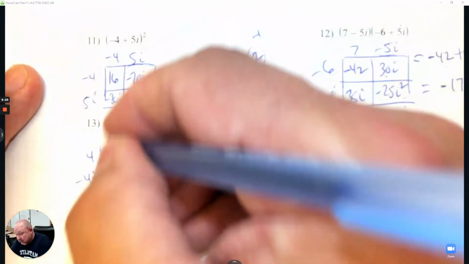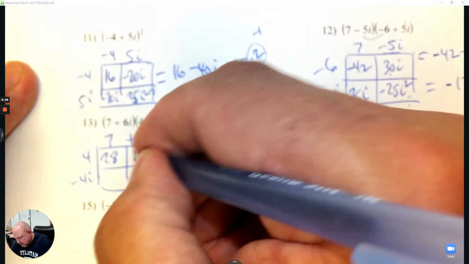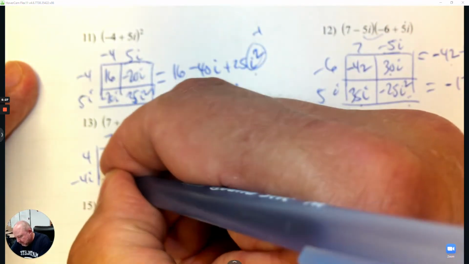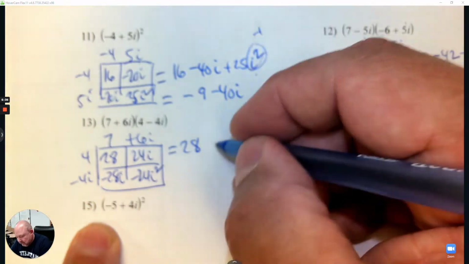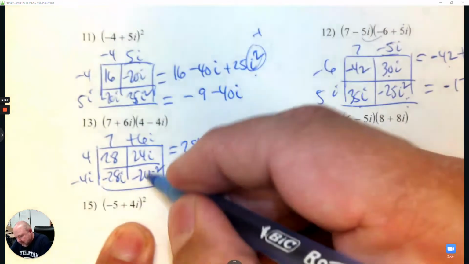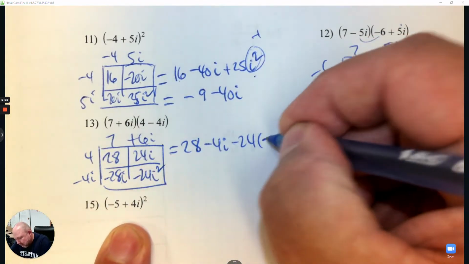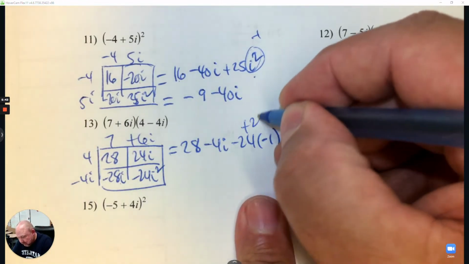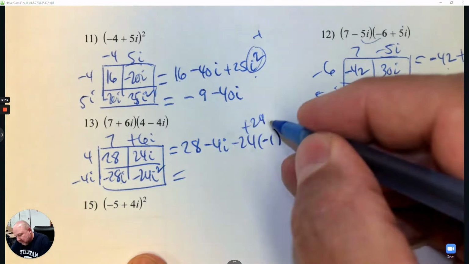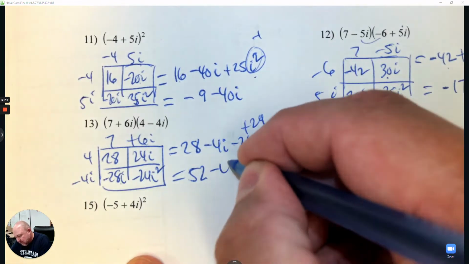All right, set it up. We're going to multiply. So this is just like basic FOILing that you should be able to do. And so this takes a couple steps. So negative 28 and 24 is negative 4. Negative 24i squared. So take out the i squared, make it negative 1. We know this is really positive 24. So if I add that together, you get 52 minus 4i.